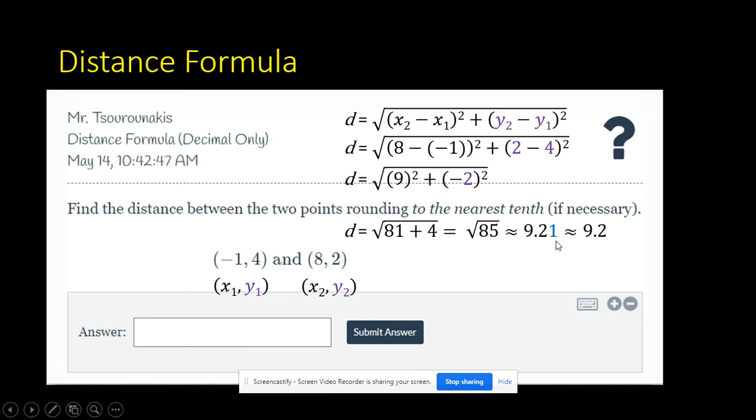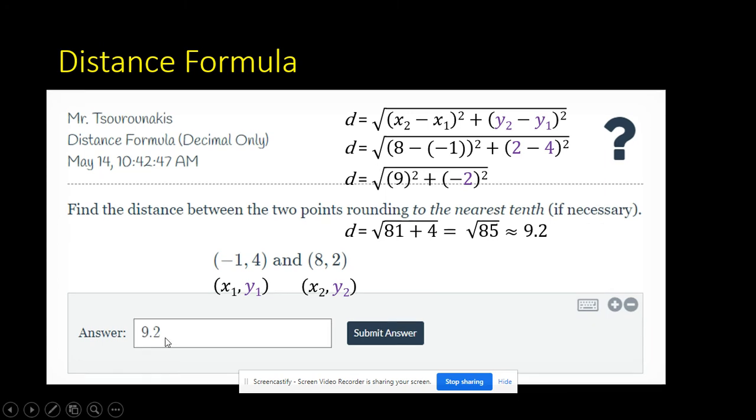Now, since I got to round it to the tenth, I look at the next space over, which in this case is a 1. Since it's less than 5, I'm going to just keep the 2, so it will be 9.2. If this one was instead 5 or greater, I would be rounding this number up to the next number up, which would be 3. But anyhow, the nearest tenth will be 9.2. So then I would put it right here for the answer.